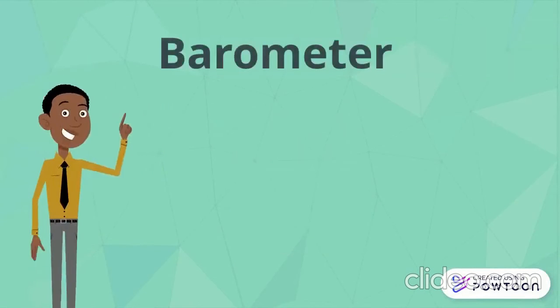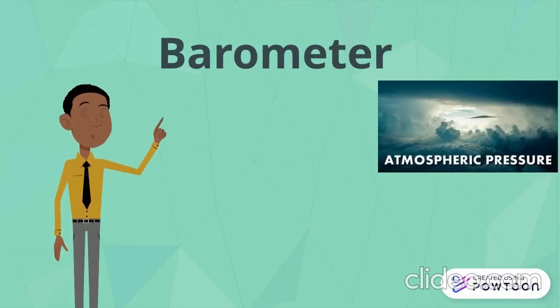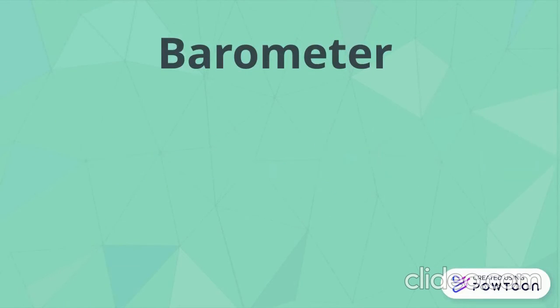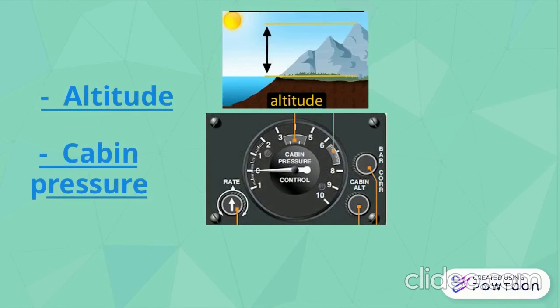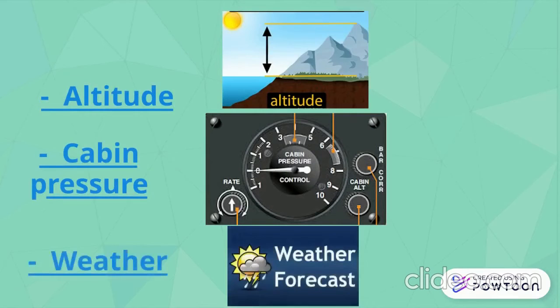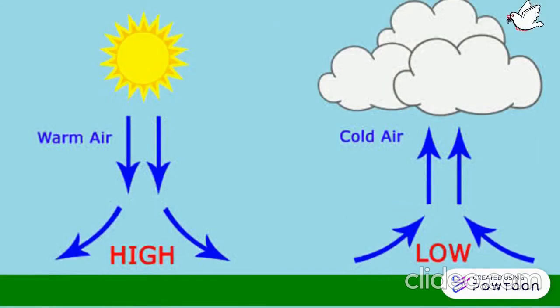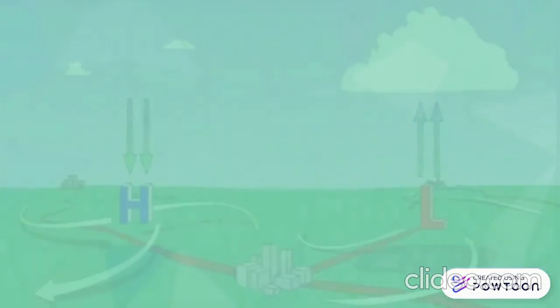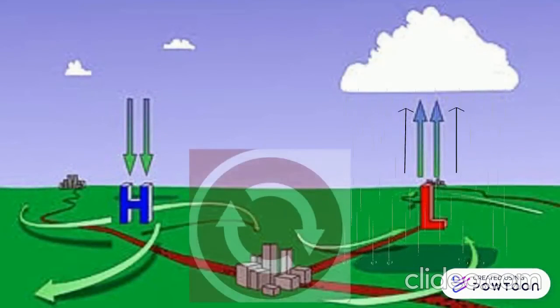A barometer, which is a device typically used to measure atmospheric pressure, has more than one use in an aircraft. It is used to determine altitude, cabin pressure, and can be used to predict short-term changes in the weather. If the barometer measures a low air pressure, the weather will most likely be cold and rainy. This is because air is rising when it rains, and vice versa.